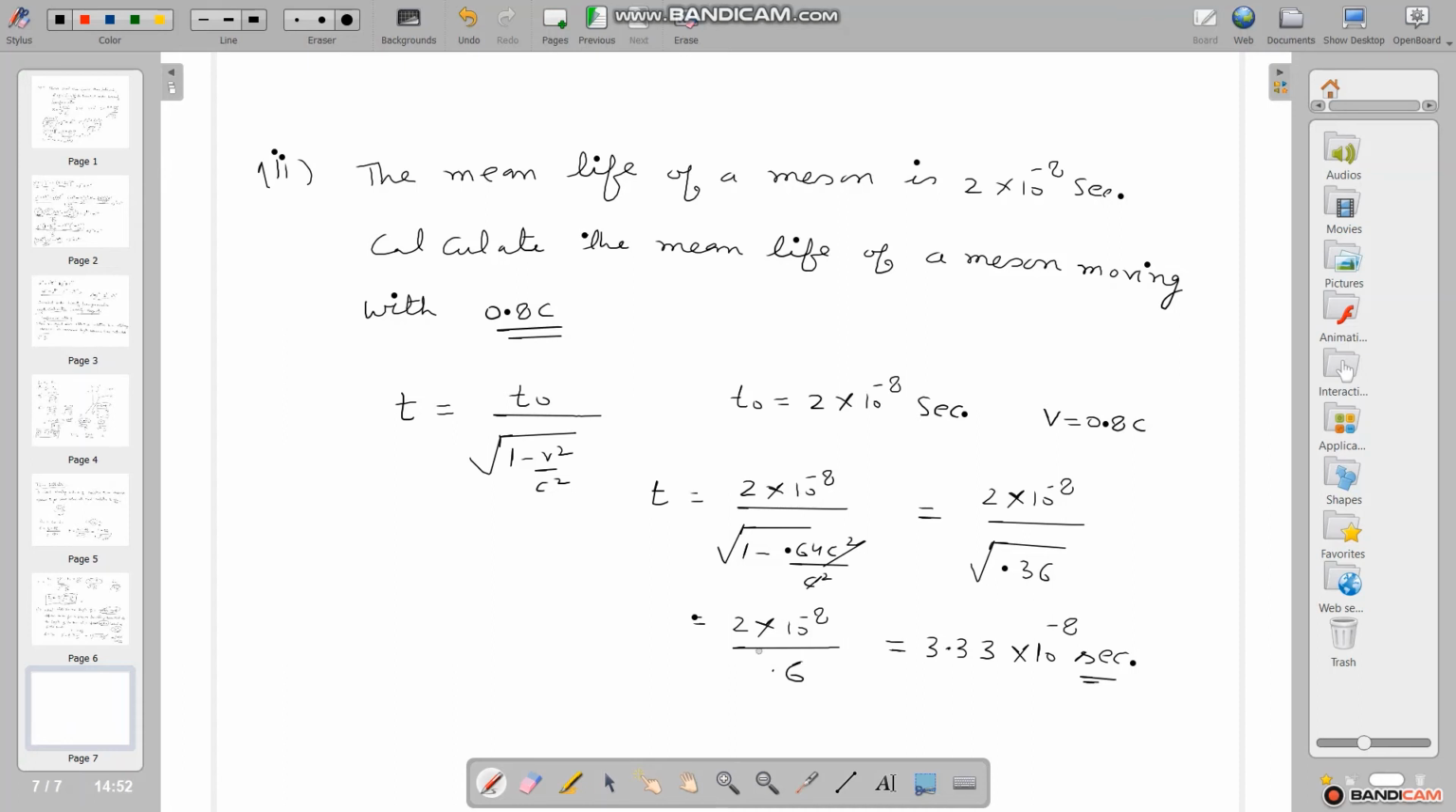These are the two numericals which depend upon length contraction and time dilation.